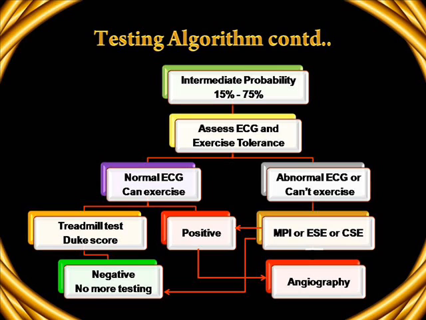Supposing a patient cannot exercise, he has some physical limitations or advanced age which cannot permit him to walk on the treadmill at the required pace, or the patient has some ECG abnormalities already in the resting ECG. Such a patient, we cannot risk on the treadmill and he will be subjected to other modalities of stress testing like the MPI, myocardial perfusion imaging, or the ESE, exercise stress echocardiography, or the chemical stress echocardiography using dobutamine or any one of the other pharmacological agents. Such a patient, if he comes out positive in one of these, MPI or ESE, will be recommended to undergo angiography. Suppose he is negative on those tests, his probability of CAD is ruled out and no further testing will be required for him.